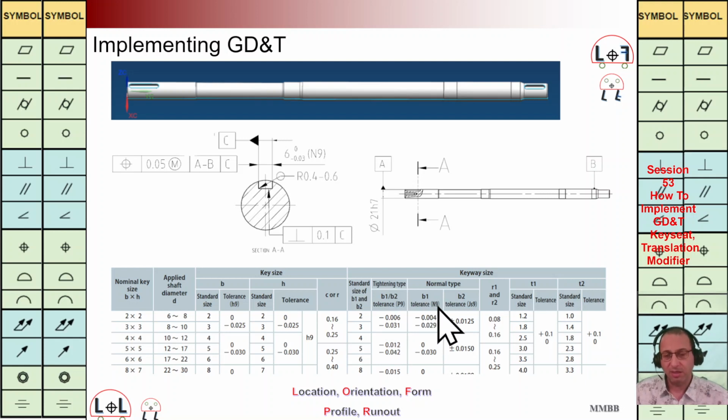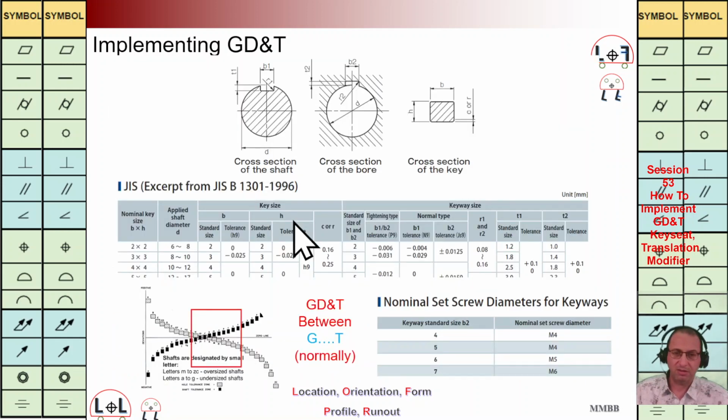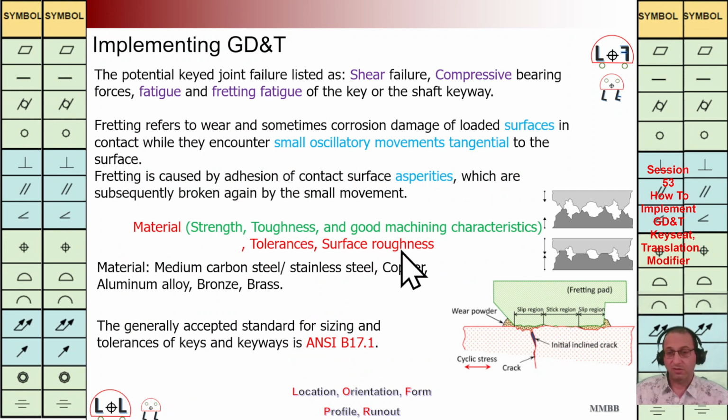It depends on the application, how we are going to fix the key in this key slot in order to avoid operating fatigue. However, the material is important, as we have discussed here. The surface roughness is important, the material and the tolerances are important. These three items are really important.